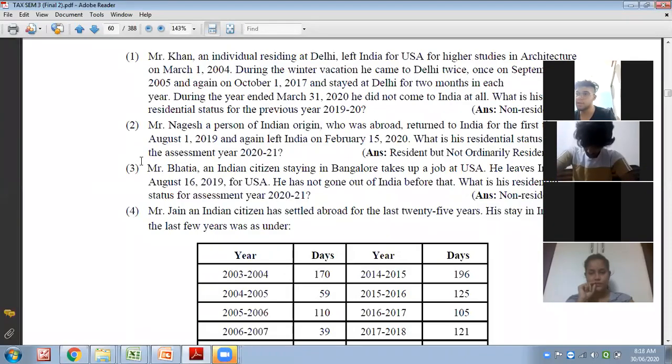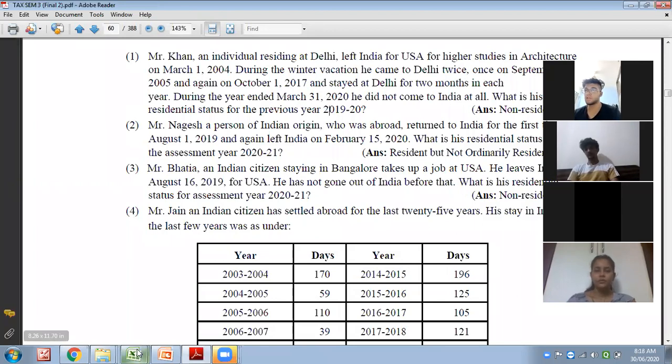Okay. What is the question? No. Don't jump to the conclusion. Wait. What does the question state? Mr. Nagesh, a person of Indian origin who was abroad, returned to India for the first time on August 1st. So you know, date of arrival and date of departure are to be included. In 2019, and again he left India on Feb 15, 2020. What is his residential status for assessment year 2021?